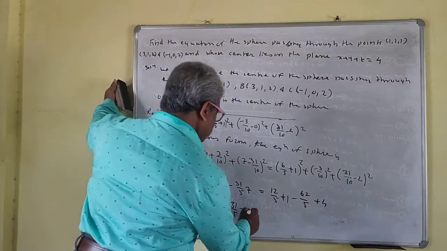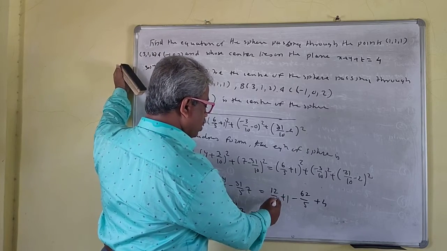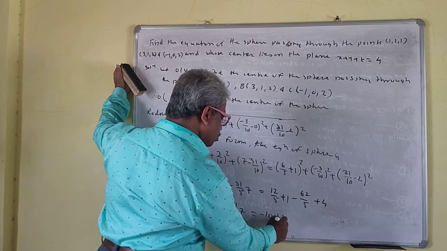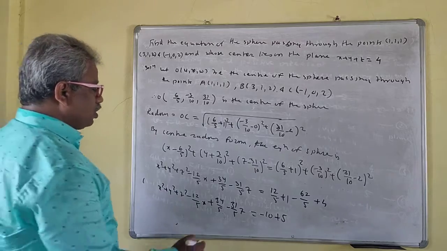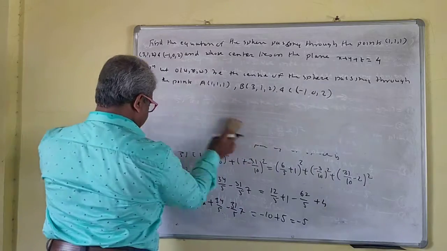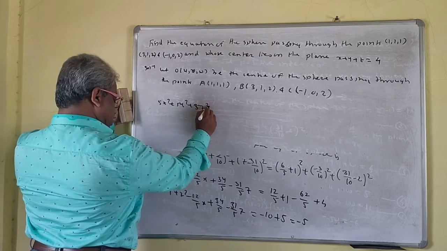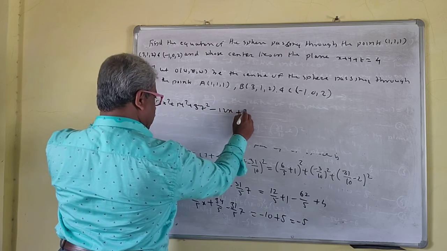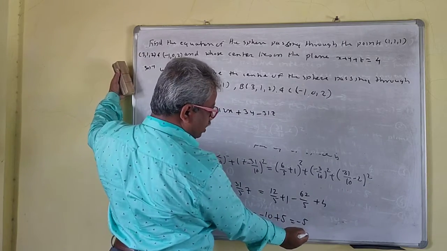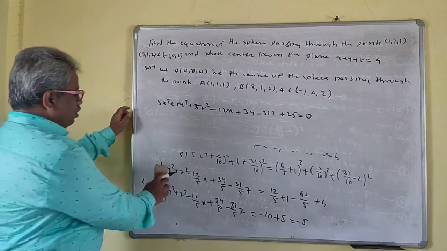Okay, so now this is minus 50 by 5, so this is minus 10 plus 5, so this is minus 5. Now we'll multiply by 5. So this is 5x square plus 5y square plus 5z square minus 12x plus 3y minus 31z, plus 25 is equal to 0. So this is the required equation of the sphere.